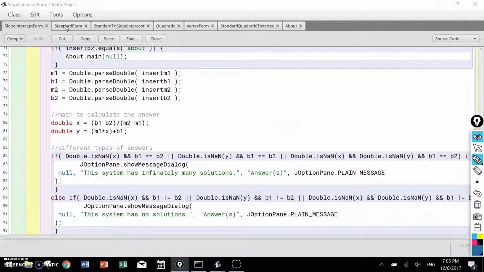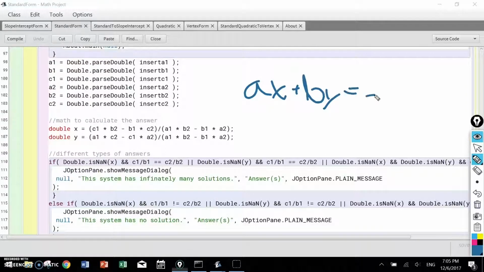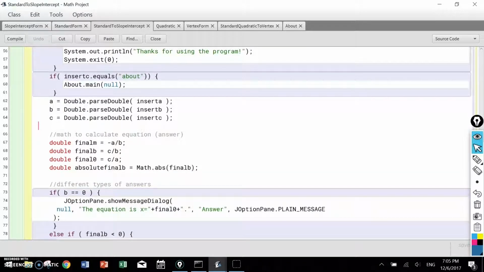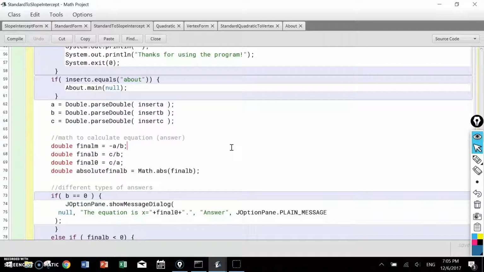Then there's systems of equations in standard form. So here I use something called Cramer's rule. And basically, you just put in the a, b, and c values of your standard form equation, which is ax plus by equals c, and you can get x using this one and y using this one. So it's pretty simple. And then I also have standard to slope-intercept, which is how you transfer a standard form equation into a slope-intercept form equation.